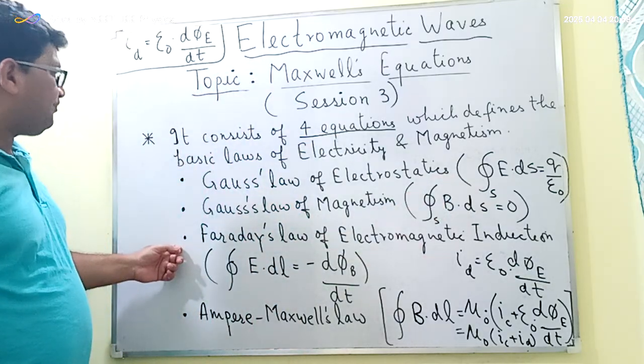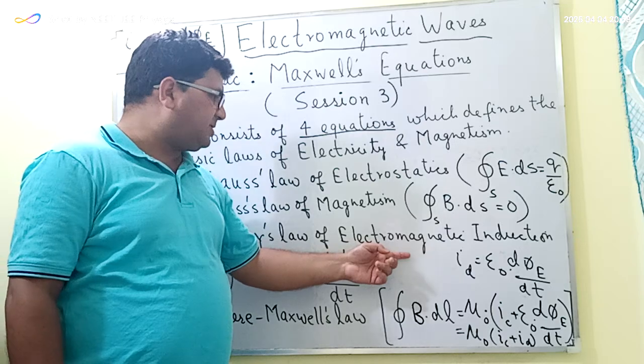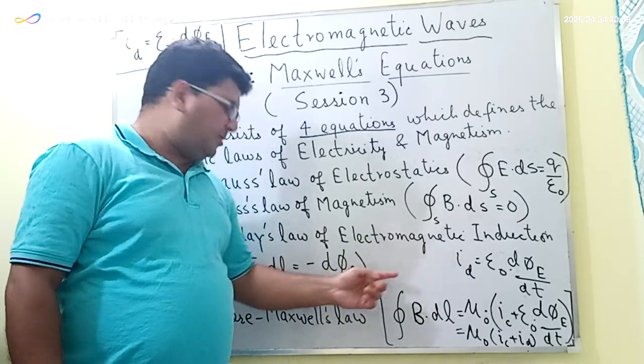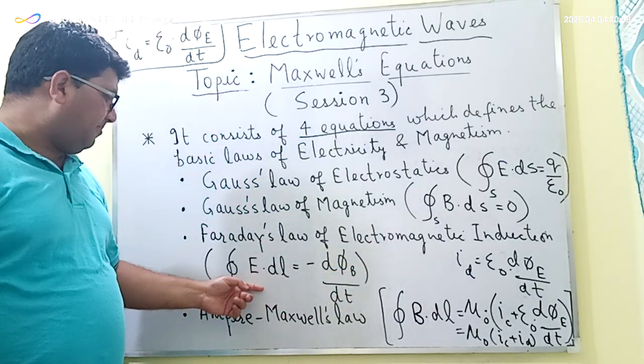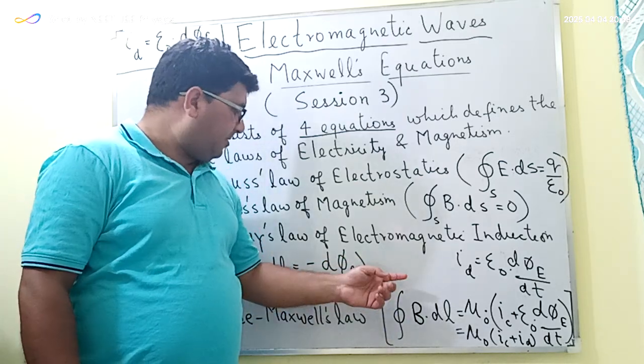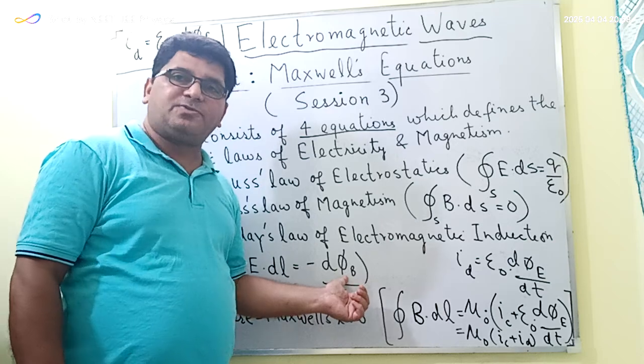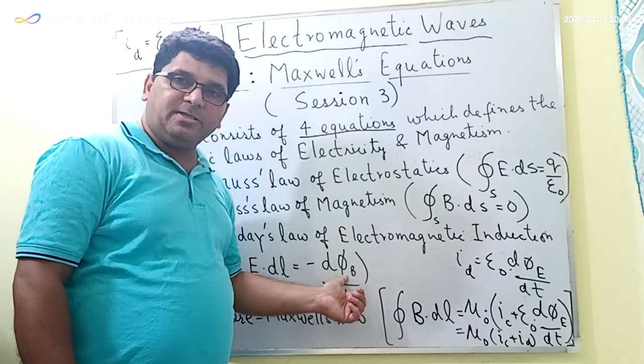The third equation is the Faraday's law of electromagnetic induction, which states that the induced EMF in a circuit is numerically equal to the rate of change of magnetic flux through it.